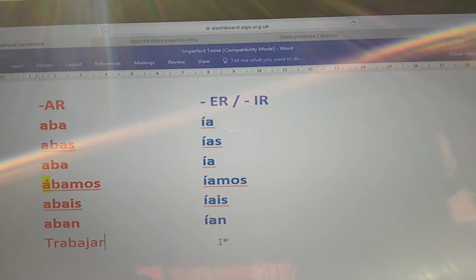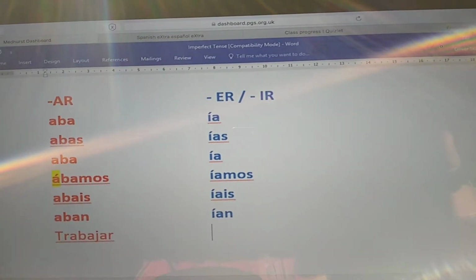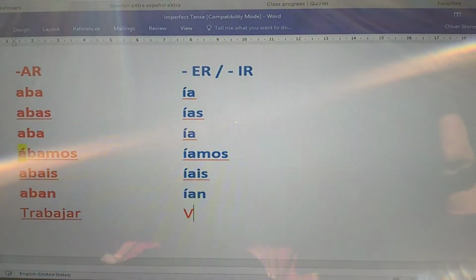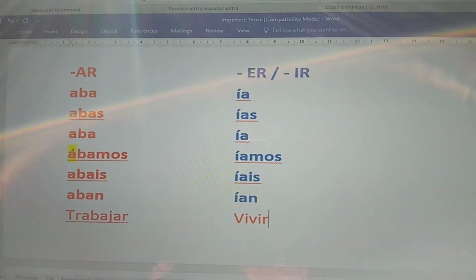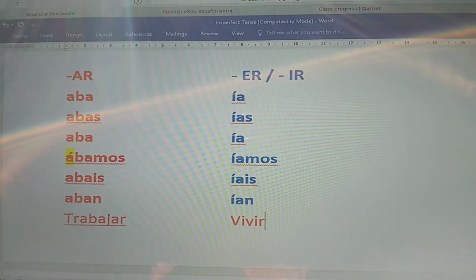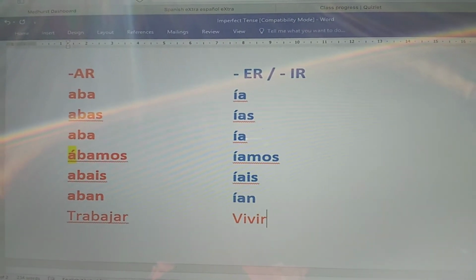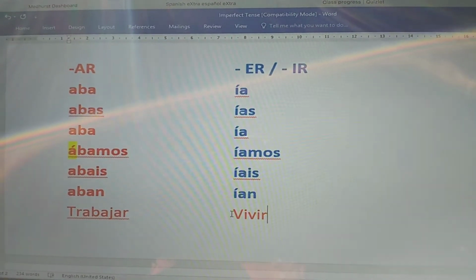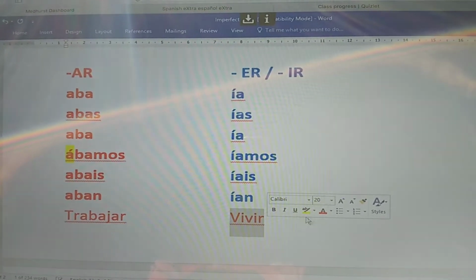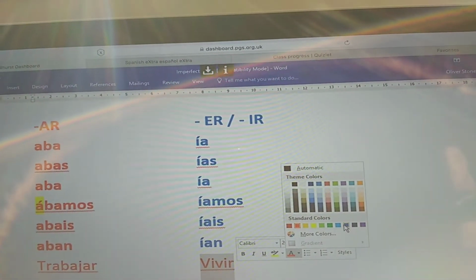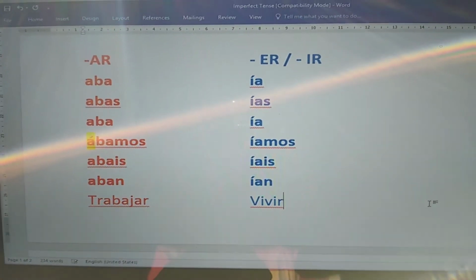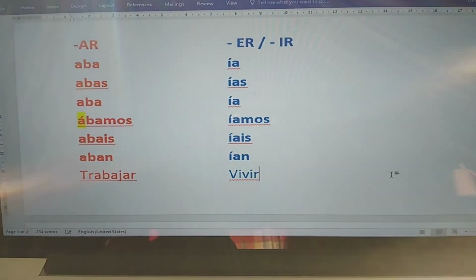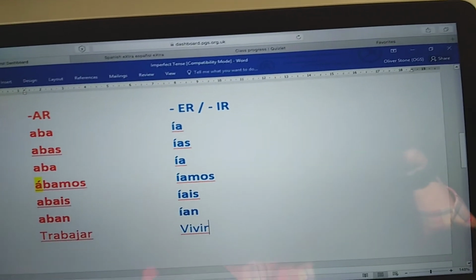Okay, and here I'd like you to do it with, because we're on the city topic, we'll do it with vivir, okay, to live. So your first one there, if we take off the IR, would be vivía. Vivía meaning I was living, okay? So hopefully we're happy with that so far. All right. So do that, and then maybe press pause and then come back to me.